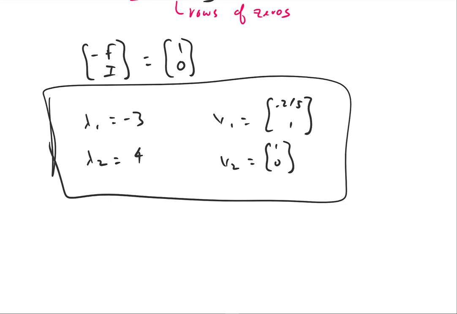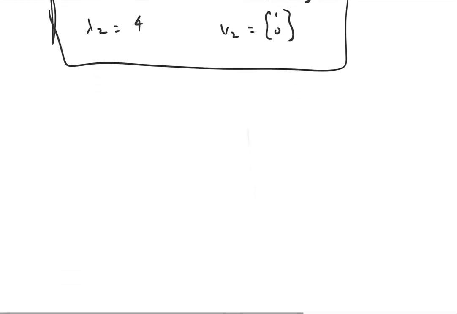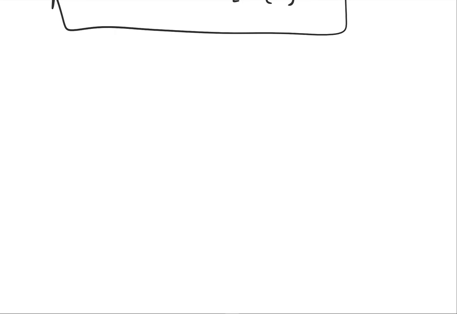I want to look at another example. I want to stick with 2x2s for now and just show a couple other examples of things that can happen when you're solving the 2x2 eigenvalue problem. So for this one, we'll choose a matrix. A is equal to 1, 2, negative 2, 1. And we want to find the eigenvalues and the eigenvectors.